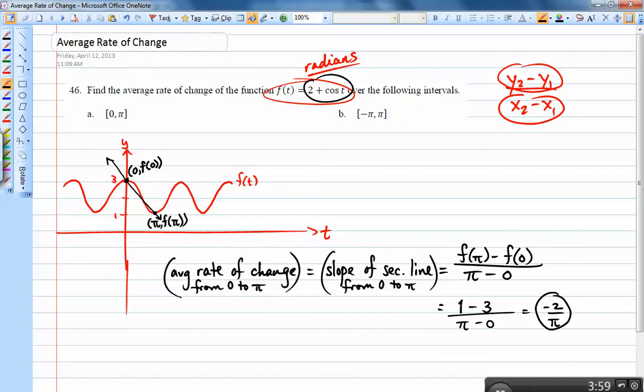Okay. The second one says from negative pi to pi. Negative pi is right here, and pi is right here. You can tell pretty quickly if I draw a secant line through those points, that slope's 0. So that one's actually a lot easier. This slope's just going to be 0. So average rate of change there, it doesn't change. It doesn't go up or down between those 2 points. Well, if you're only looking at those 2 points. So the average rate of change there is 0.